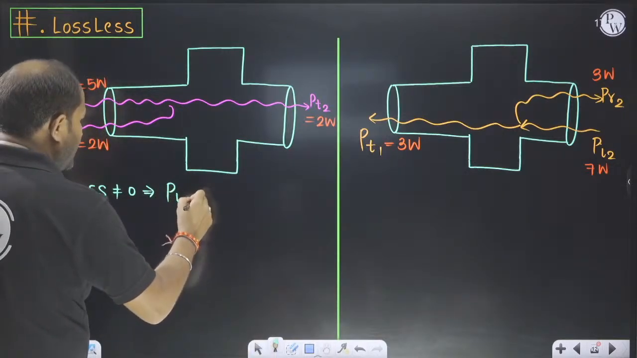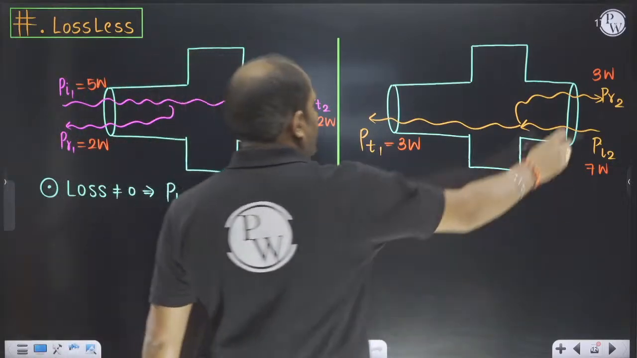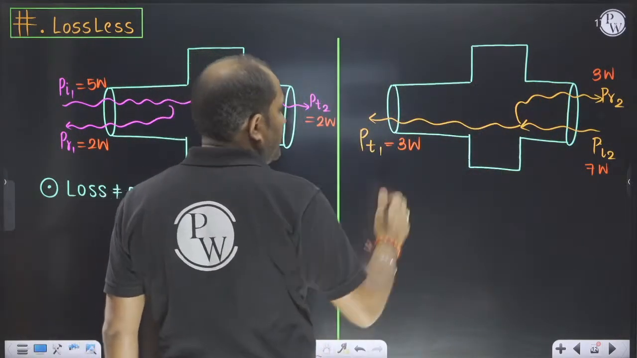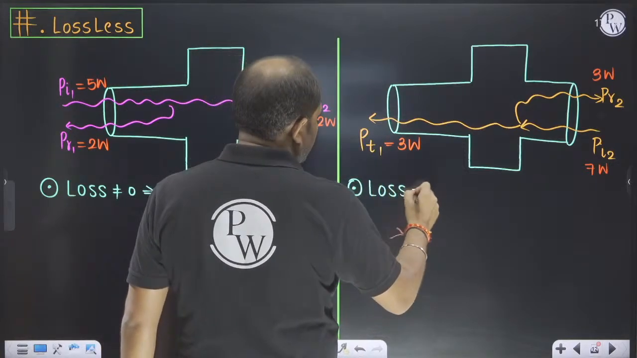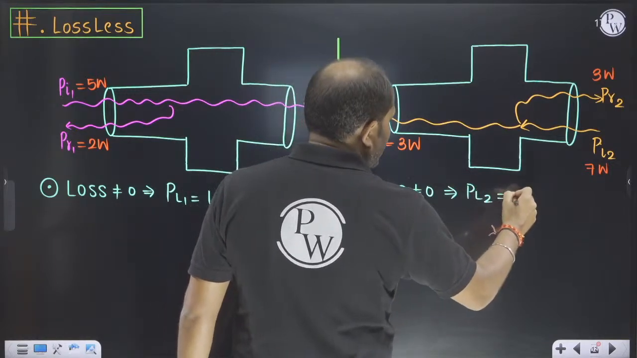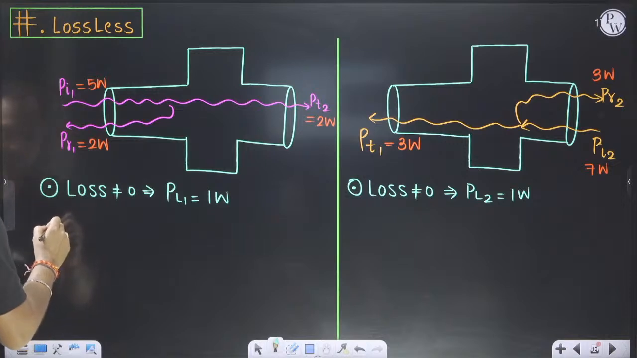So loss here is 1 watt. I will ask what the loss is here. I am incident with 7 watt, reflected 3 watt, reflected 3 watt. Yes, so here there is also loss in the device, because there is a loss. So PL2 is how much? 1 watt. Yes sir.